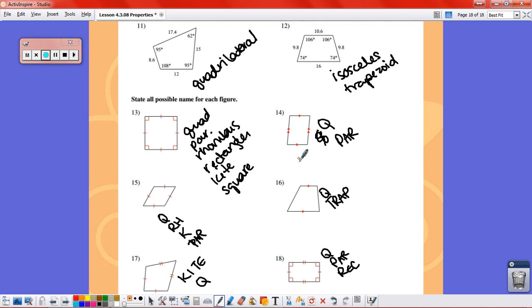So we have our quiz next class. Make sure that you studied. The quiz is 11 questions, 15 points. There are 2 BCRs. It's going to cover everything with angles and polygons.